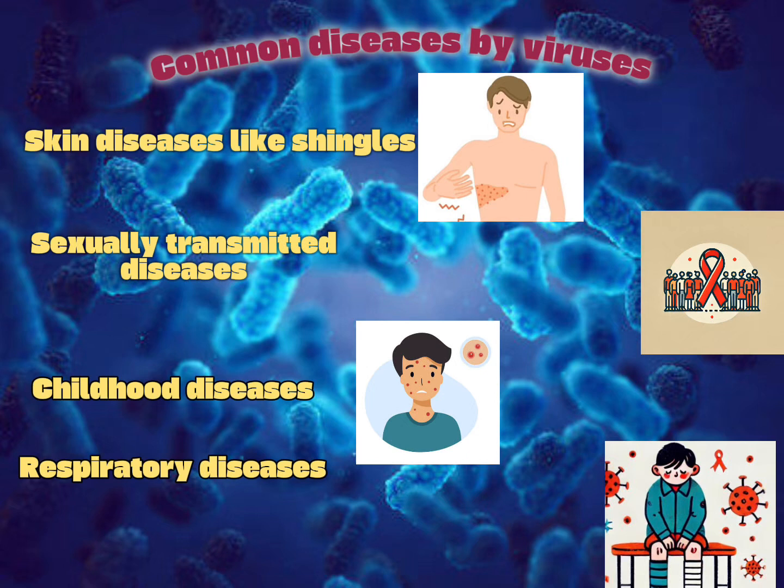Next, we have sexually transmitted diseases, like AIDS. It is a sexually transmitted disease caused by the human immunodeficiency virus. Next, we have childhood diseases, like chickenpox. It is a highly contagious viral infection caused by the varicella zoster virus, and it primarily affects children, but it can occur in adults who haven't been vaccinated or previously infected.